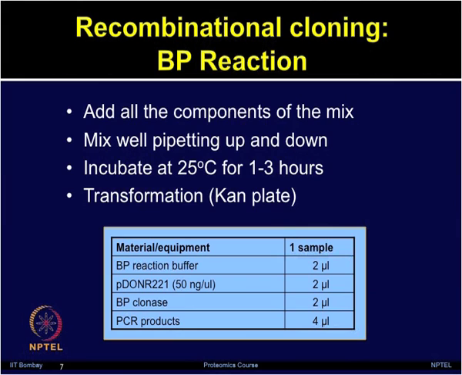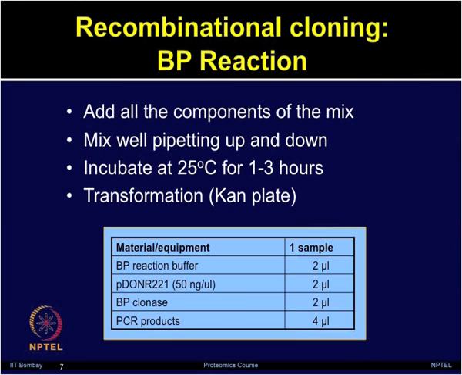So, before I move to the LR reaction, let me give you a brief overview of how the BP reaction can be performed in the laboratories. You need to add various components which are shown in the table, such as the BP reaction buffer, pDONR around 50 nanogram of DNA, BP clonase enzyme and PCR products. These are some of the specifications which can be modified according to the requirements. So, add all these components of the BP reaction mix and then mix them well by pipetting up and down.